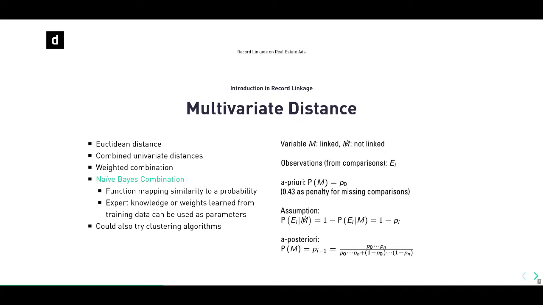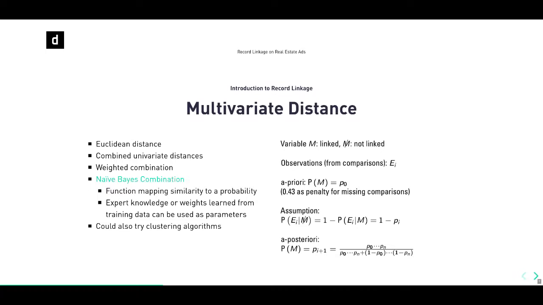So we decided here to use a naive Bayes combination of some probabilities, because there you have the very nice feature that you only need the function that maps the similarities to probabilities. So you need, for example, a conditional probability to observe, let's say, square meters in real estate ads that are only 1% apart, and then what's the probability to observe this similarity given that the two records are really describing the same object. And then, of course, you also need the complementary probability to use Bayes formula, which you can see on the bottom right-hand part of the slide, to then combine these probabilities into a final matching probability that describes how similar the two different records are, or what's the probability that they really are describing the same objects.